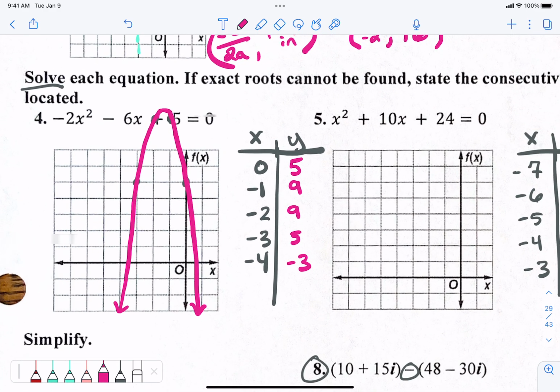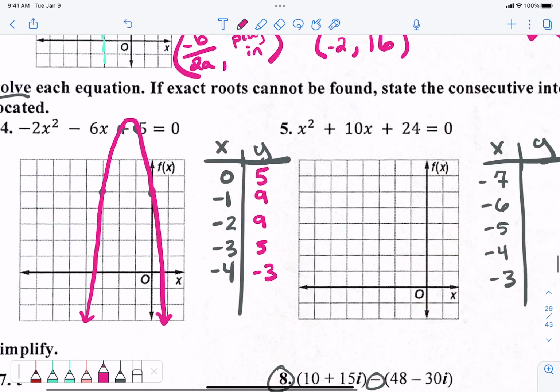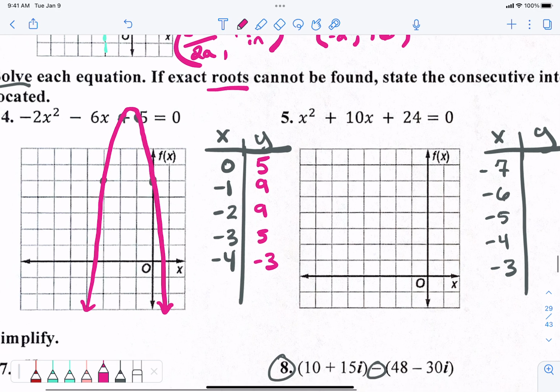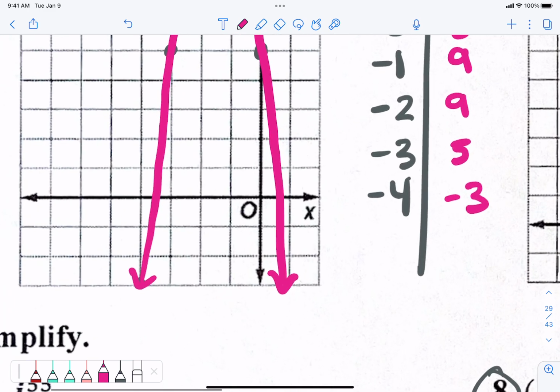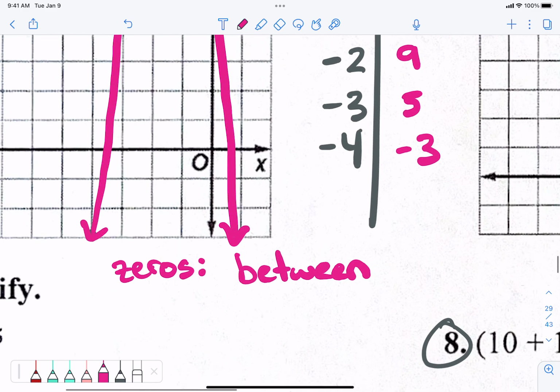What are we doing? Solve each equation. If exact roots cannot be found, state the consecutive integers between which the roots are located. What is a root? An x-intercept or a zero, right? So does this one have exact roots or exact zeros? No. So we say between what? They're going to be between -3 and -4, and 0 and 1. There you go. So these ones occur between those.